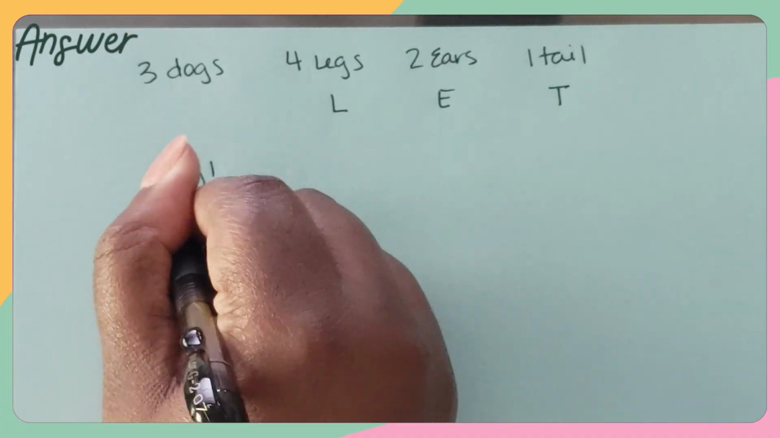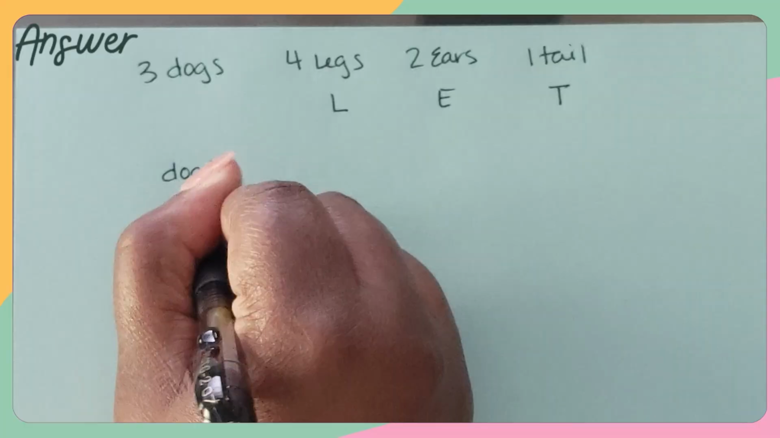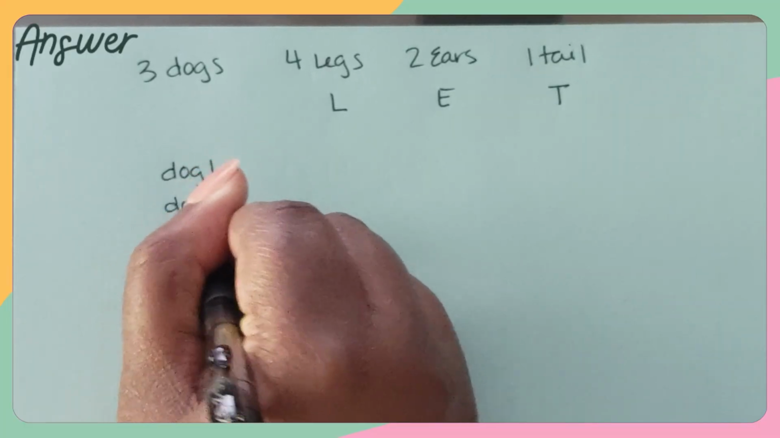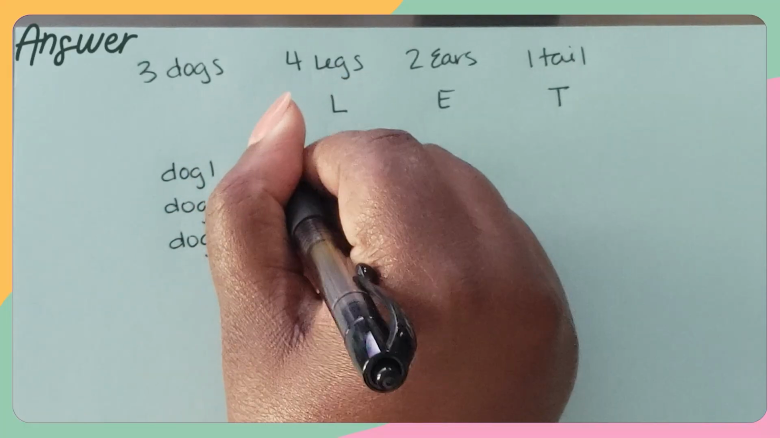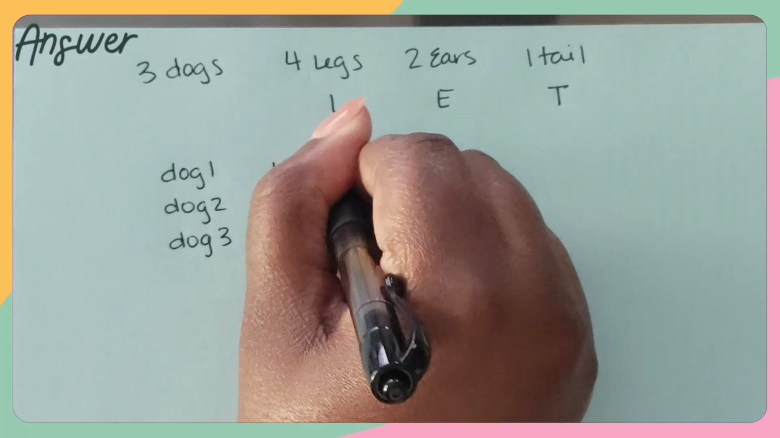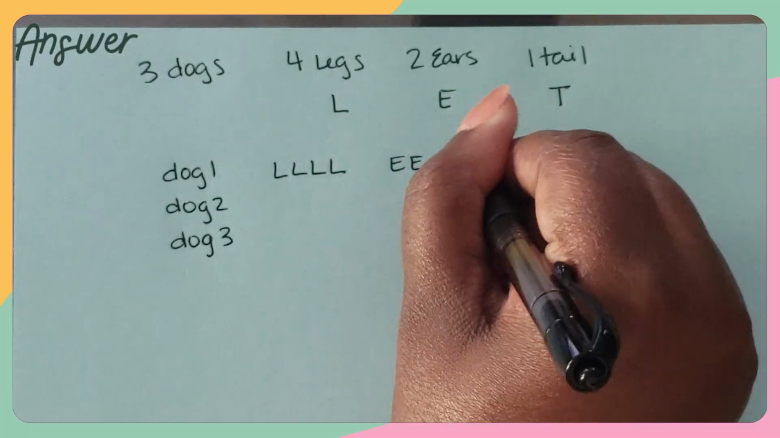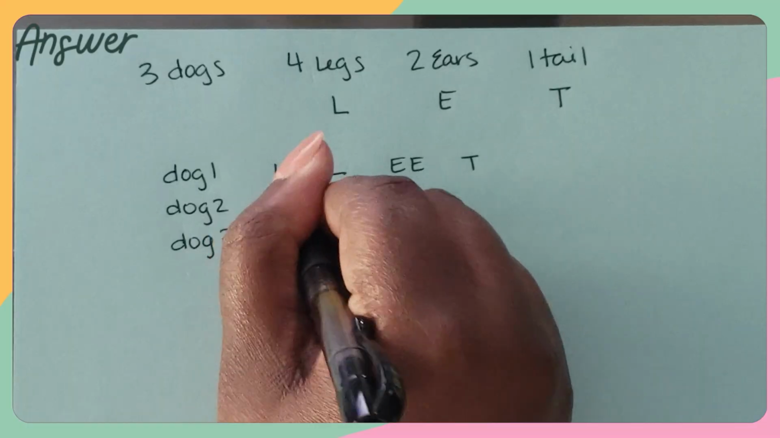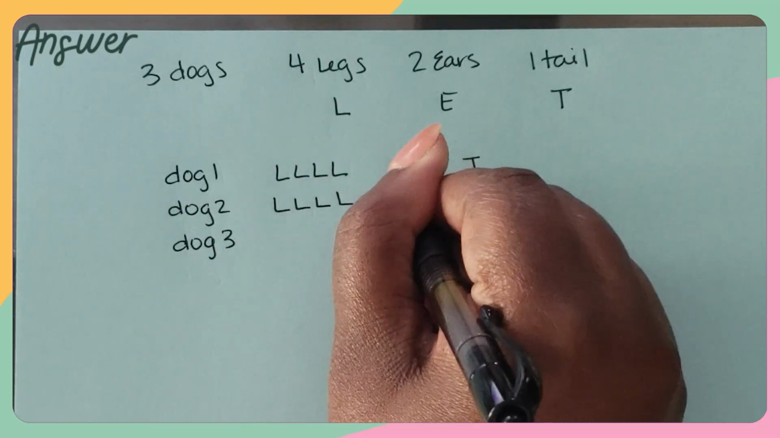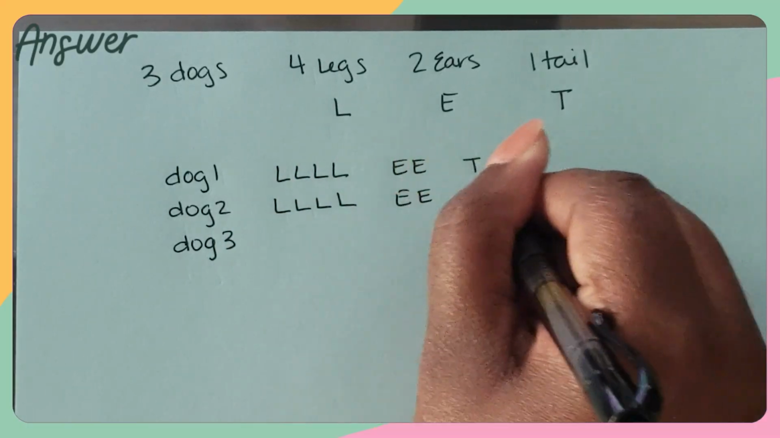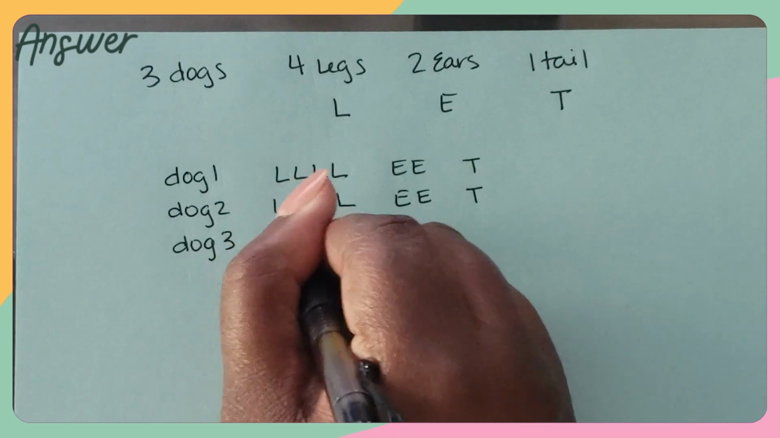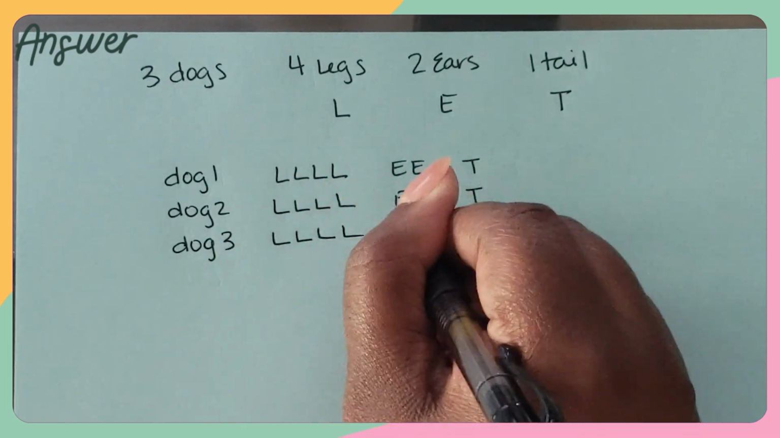So let me write it out. I have dog 1, dog number 2, and dog number 3. Dog number 1 has 4 legs, 2 ears, and 1 tail. Dog number 2 has the same thing. And dog number 3 also has the same thing.